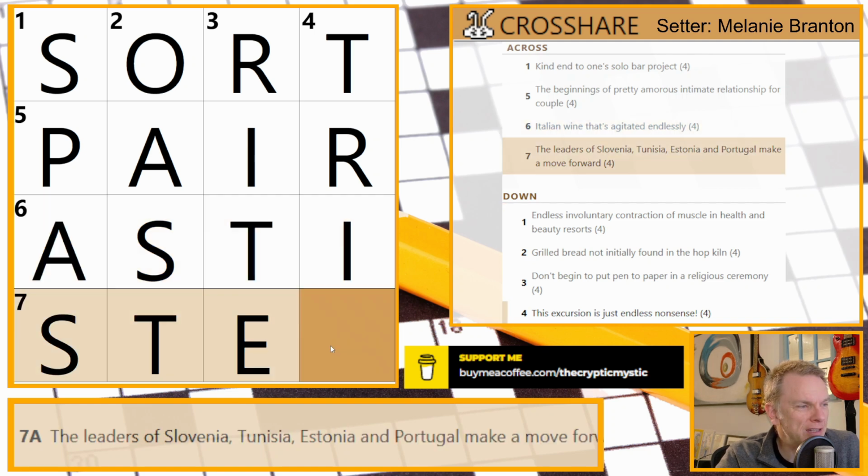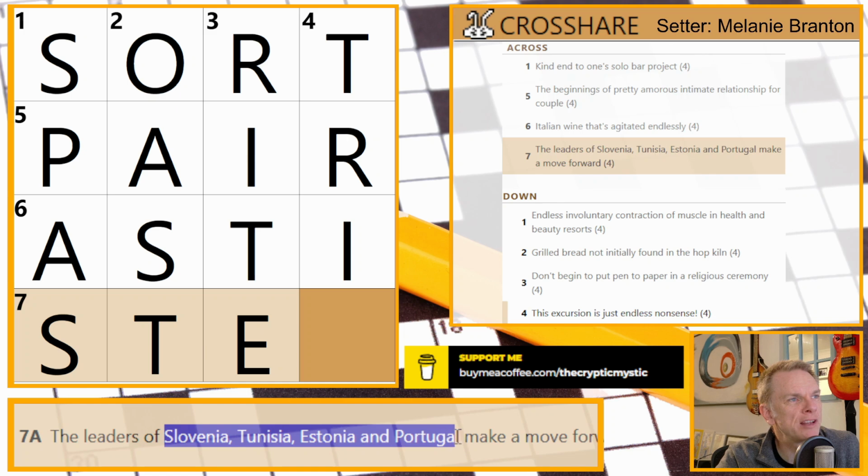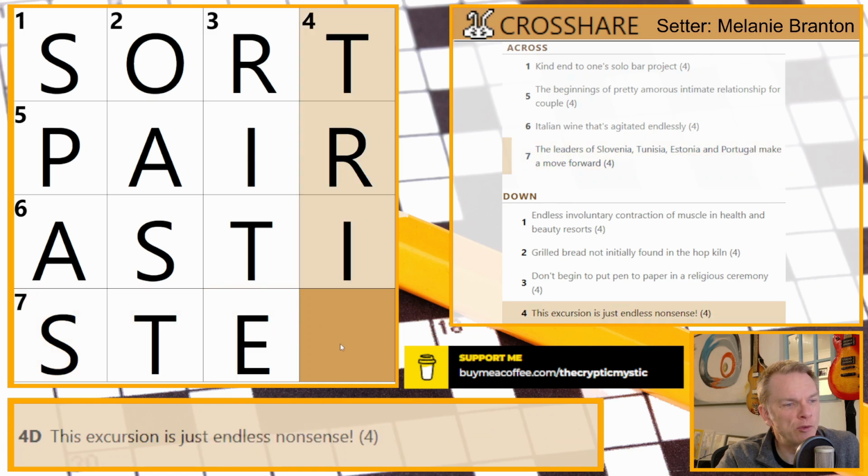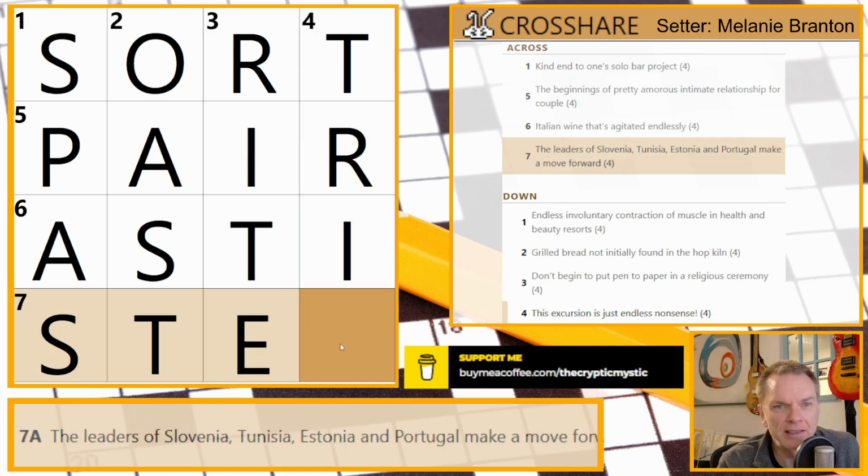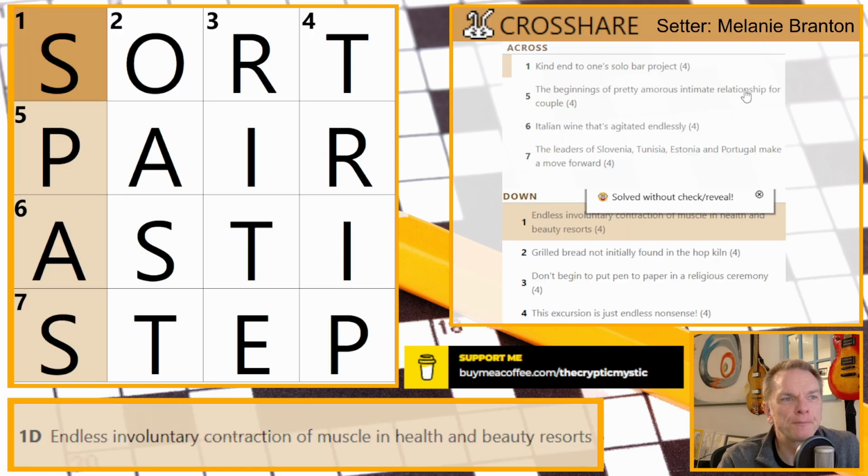Cool. And last one, we know this is already a P here, 7 across, but let's look at it. The leaders of Slovenia, Tunisia, Estonia, and Portugal make a move forward. Lovely clue. Leaders of, that's our wordplay indicator. So we're looking at Slovenia, Tunisia, Estonia, and Portugal. The initial letters of those words will give us a move forward, which is a step. There we go. Brilliant stuff.